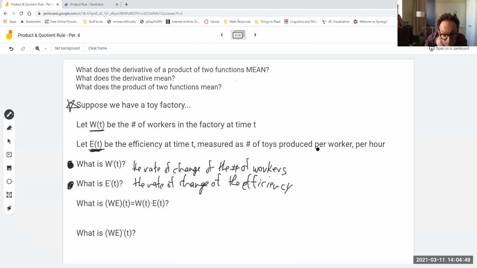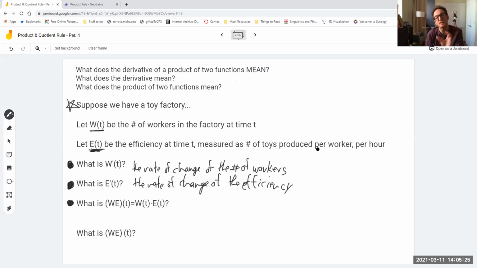So if E prime is a big positive number, it means everyone is getting much more efficient at that moment. If E prime is a small positive number, people are just getting a little bit more efficient. If E prime is 0, the efficiency is not changing. If E prime is negative, the efficiency is going down, right? That would be like a rolling blackout situation, where you had reduced electricity maybe in the middle of the night. Okay, all right. This is a good exploration of the concept of differentiation. Let's push on.